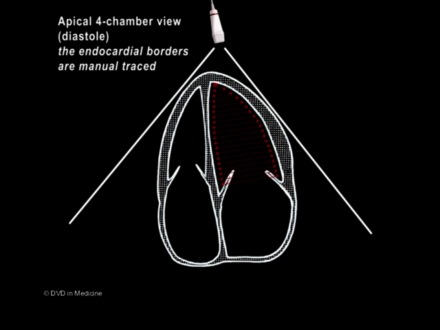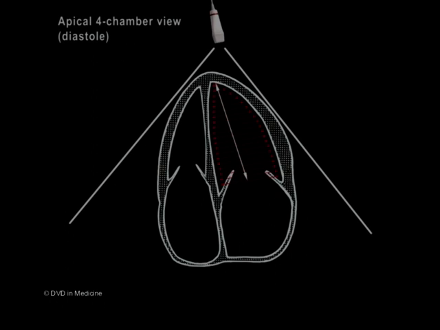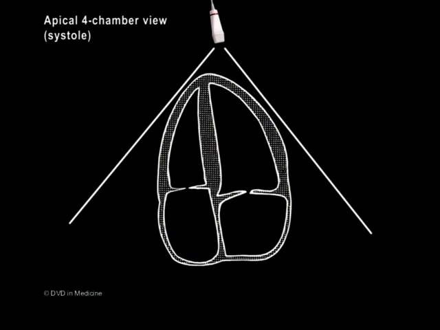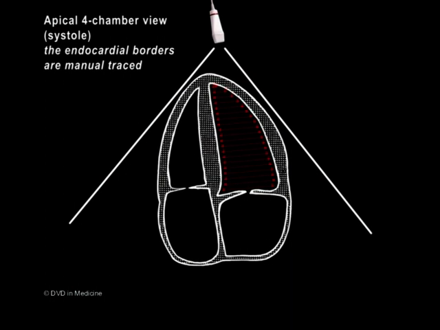After activating the appropriate program, one should perform manual tracing of endocardial borders. One is determining the long axis of the left ventricle in diastole. One should return to cineloop and find the minimal dimension of the left ventricle in systole. Again, after activating the appropriate program, one should perform manual tracing of endocardial borders. One is determining the long axis of the left ventricle in systole.